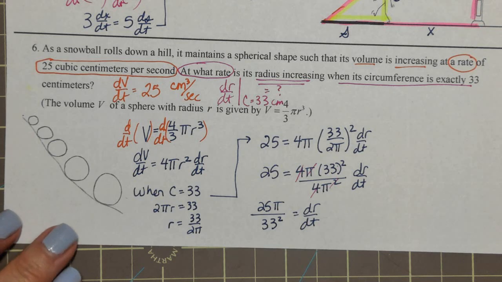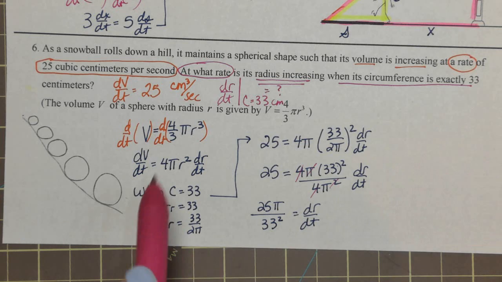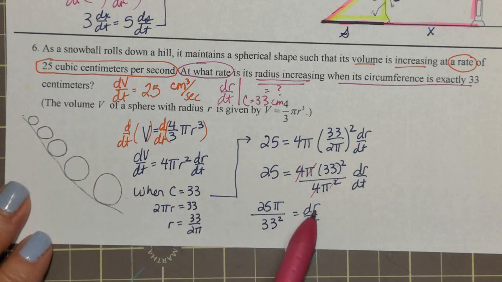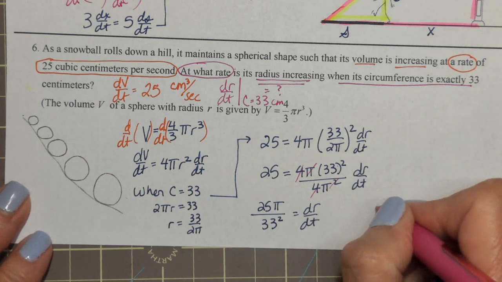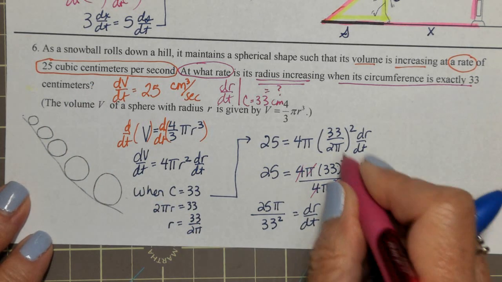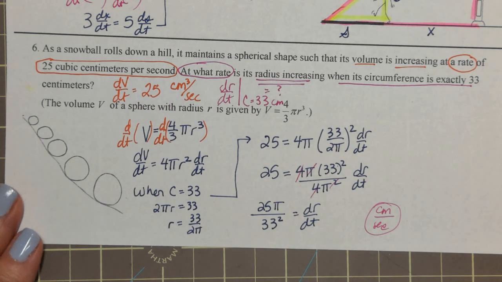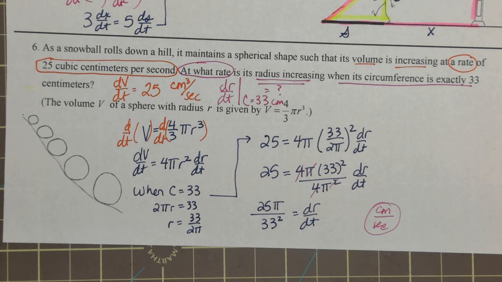That is sufficient. What would units be? They didn't ask me for units, so I don't have to give them, but what would units be? The volume, everything is in centimeters, so radius will be in centimeters. Time was in seconds, so if they had asked me for units, it would be centimeters per second.